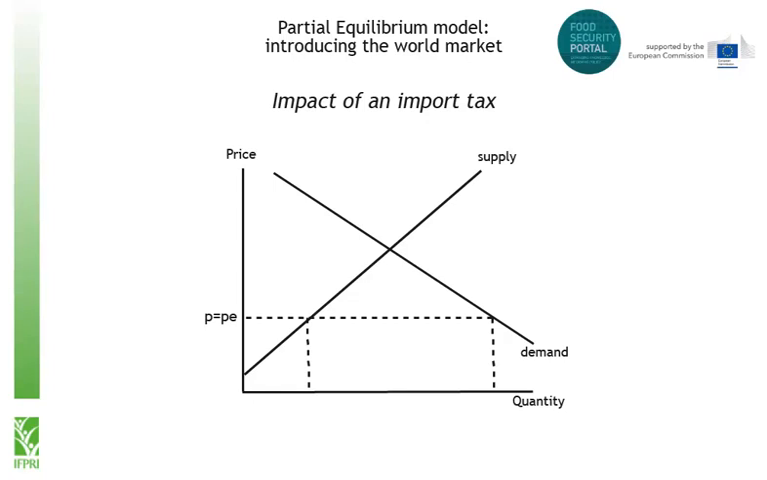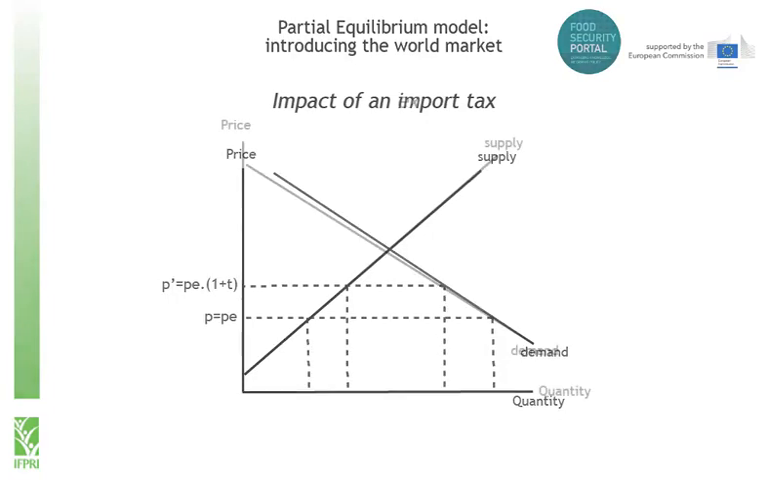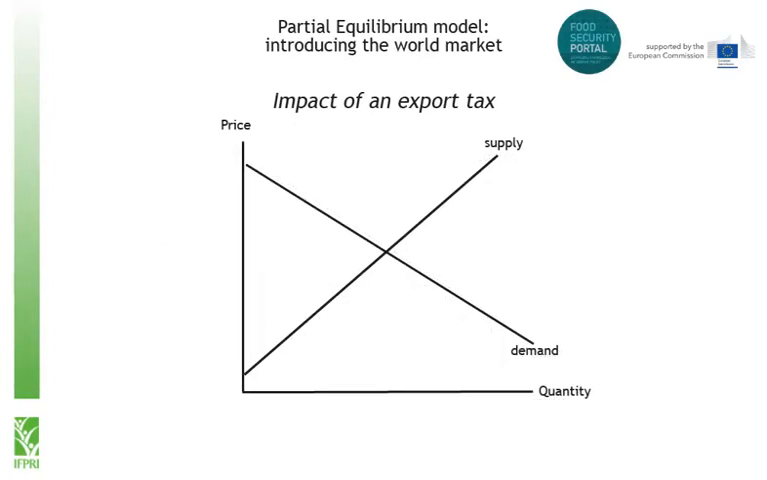If there is an import tax implemented on imports in this country, the local price is going to augment to a level of P prime, which is equal to PE times (1 plus T). And so the effect will be to raise local production and to decrease local demand. Let us now explain the impact of an export tax.